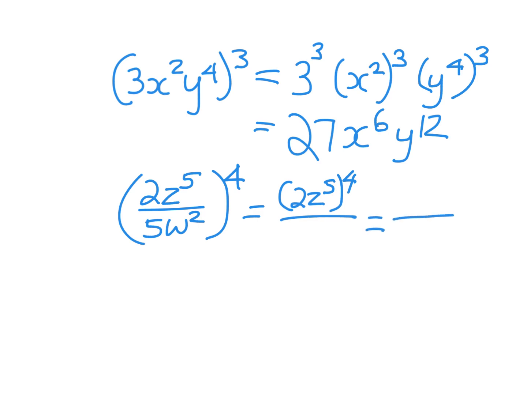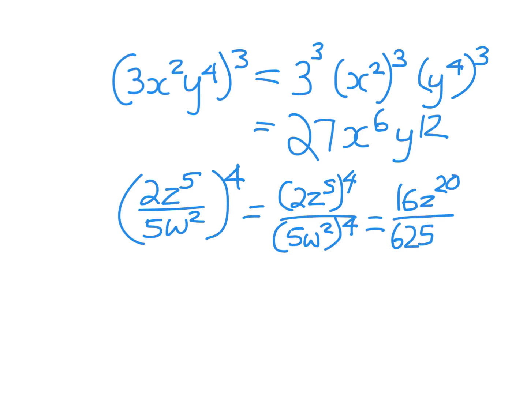So on top, 2 to the power of 4, 2 times 2 times 2 times 2 is 16. Z to the power of 5 to the power of 4. Power to a power, you keep the same base and multiply together the powers. I'm going to do the same to the bottom. I'm going to take the denominator, what's on the bottom, and raise it to a power. So I go 5 to the power of 4. So 5 times 5 times 5 times 5 is 625.